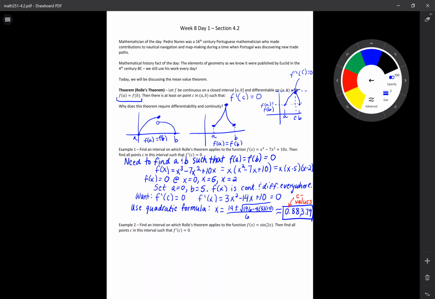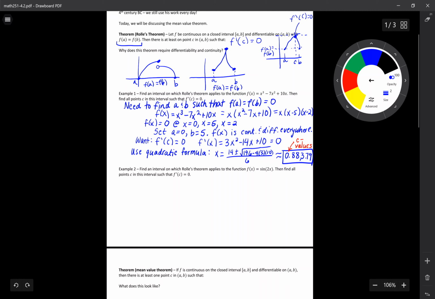Alright, let's try another example. We want to find an interval on which Rolle's theorem applies to the function f of x is equal to sine of 2x, then I'll find all points c on this interval such that f prime of c is equal to 0.